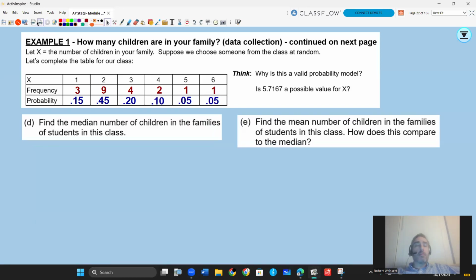You may be asked to get the median of the number of children in the families. So you could list out all of your numbers. For instance, I have 1 three times. I got 2 nine times.